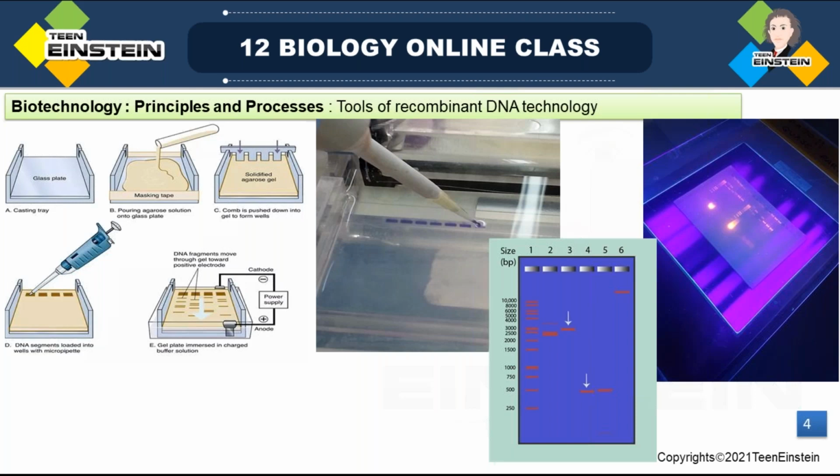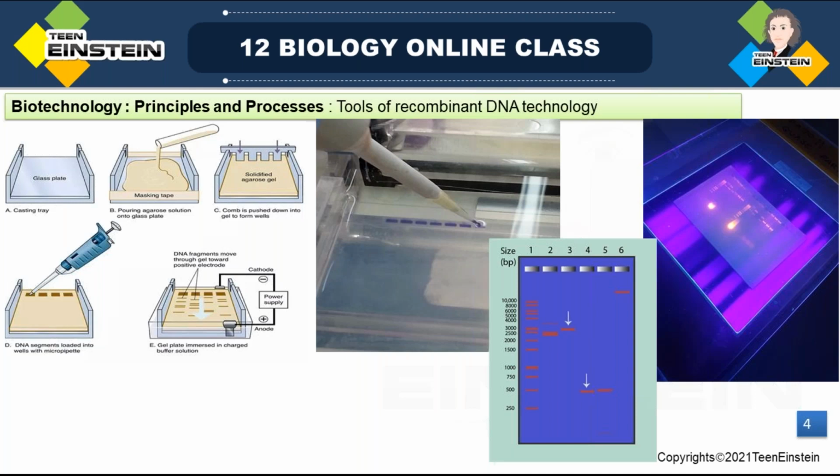Now after pouring this gel, it will start solidifying. When the temperature goes down, the solution will get solidified. This is the common thing. After pouring, that gel will get solidified and become a gel form.